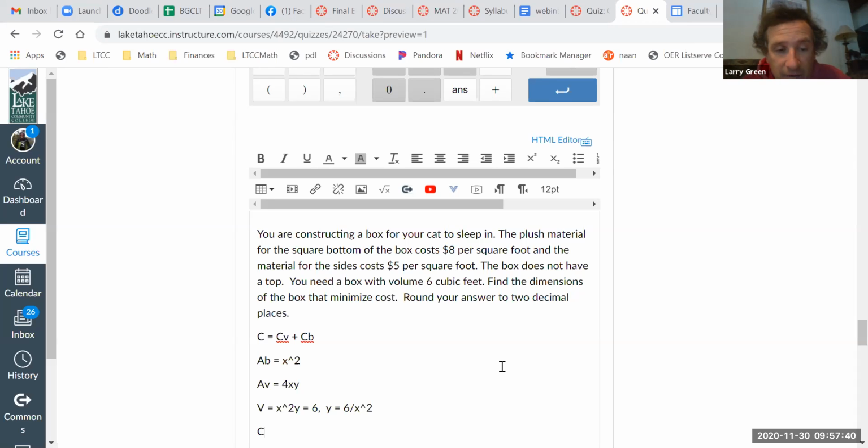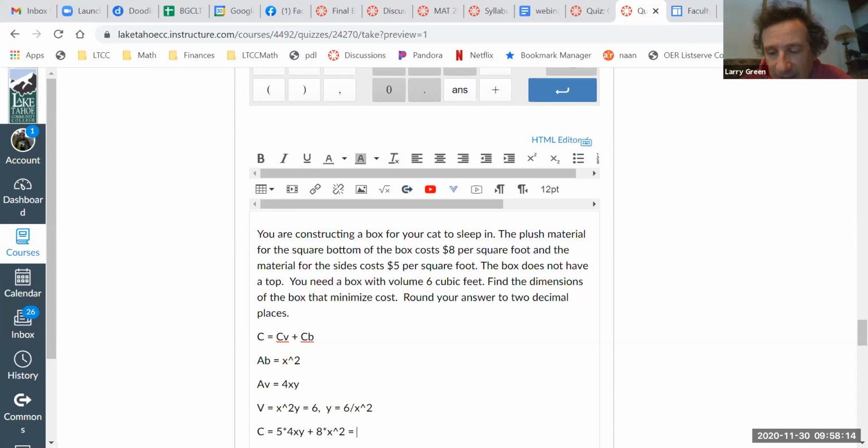Okay, so now we're going to go for the cost function. The cost is equal to the cost for the vertical pieces. The vertical is $5 per square foot, so it's going to be 5 times the number of square feet, and that's the area of the vertical, xy. Plus the base is going to be $8 per square foot, so it's 8 times the base, x squared.